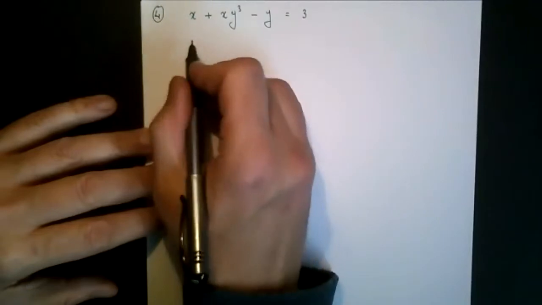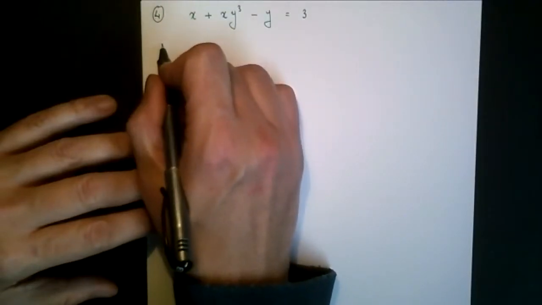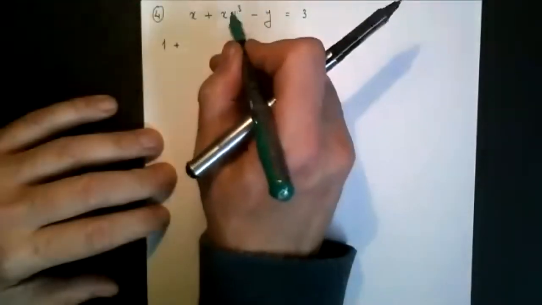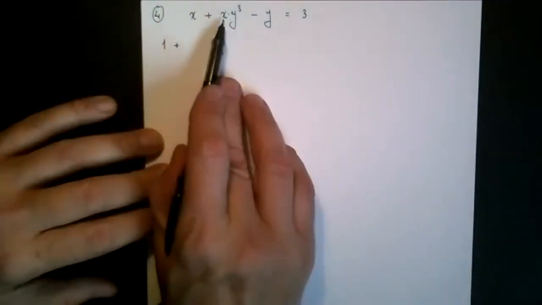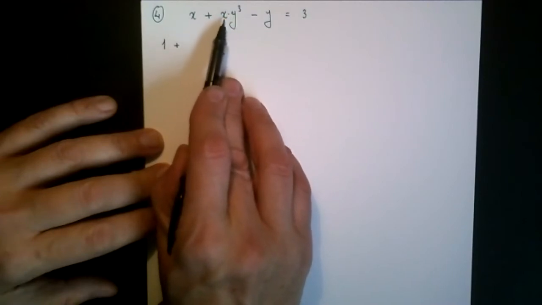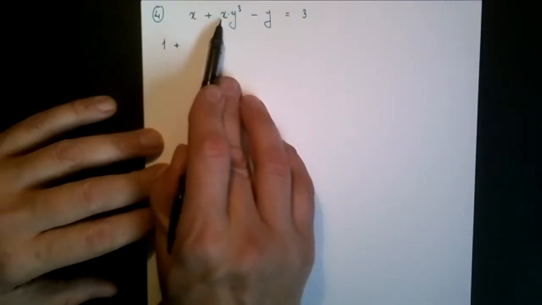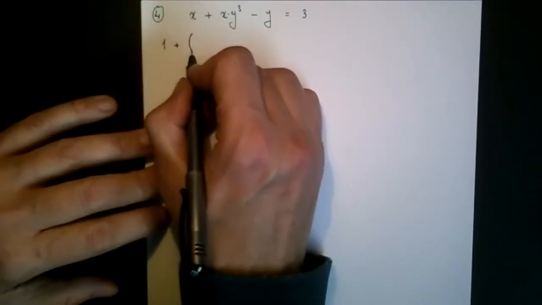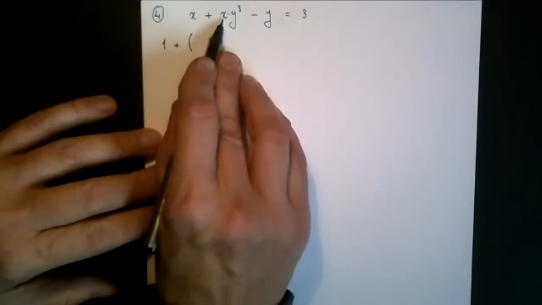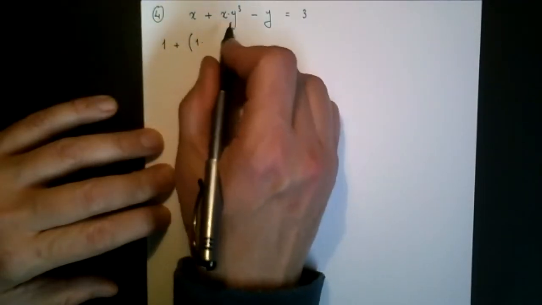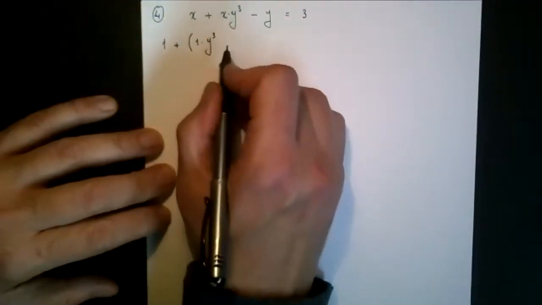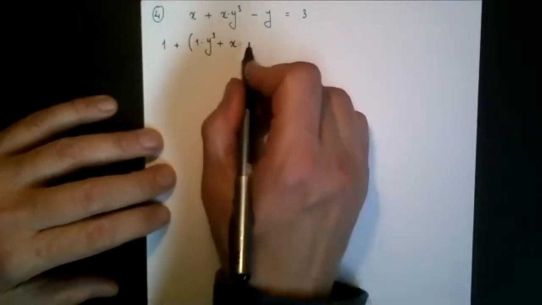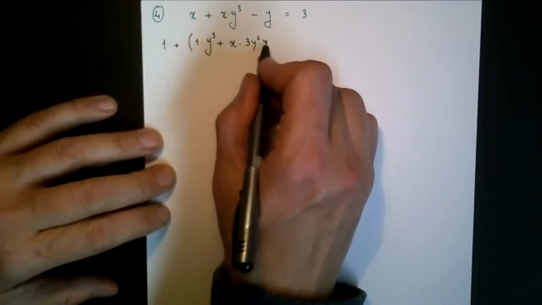Okay, so let's derive everything. This is 1 plus, and now here, what's going on here? Here we have a multiplication. You see, x times y cubed, that's a multiplication between two functions. So I need to do the product rule here. The derivative of x, which is 1, times y cubed, plus x times the derivative of y cubed, which is 3y squared y prime.